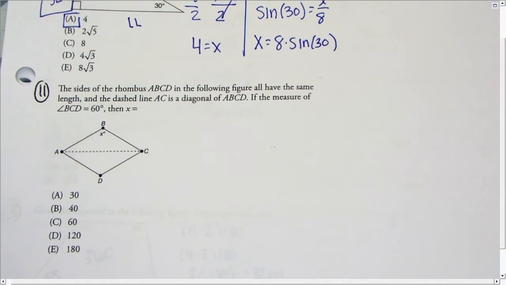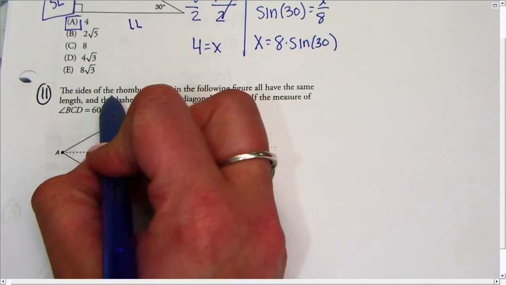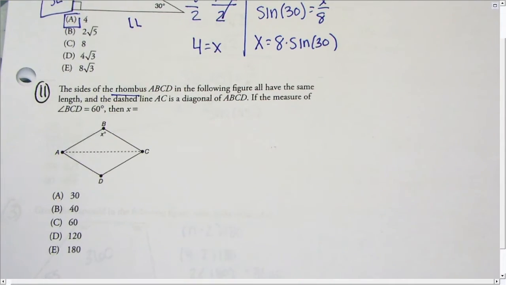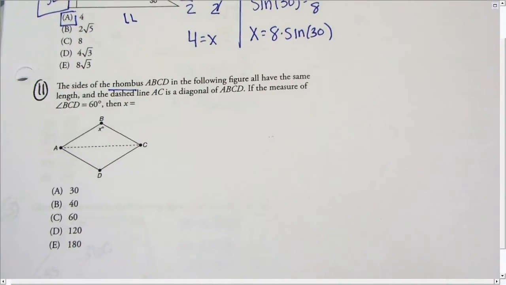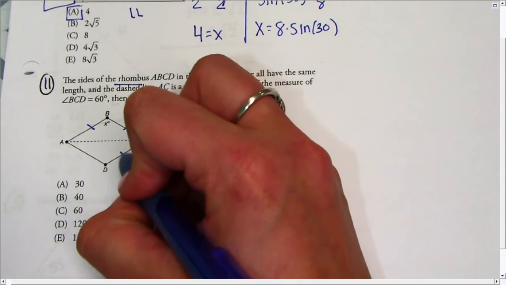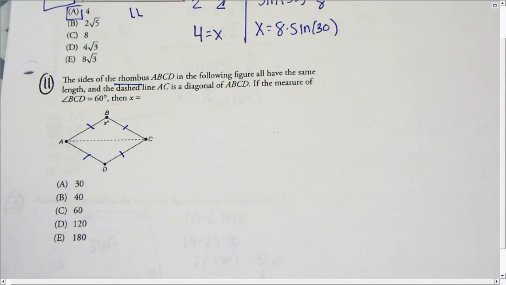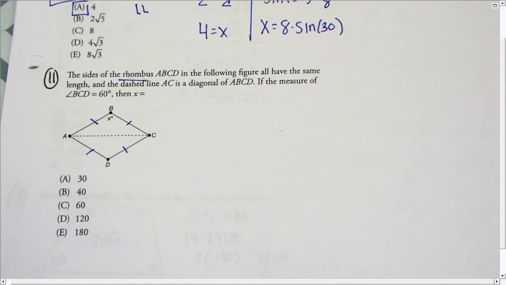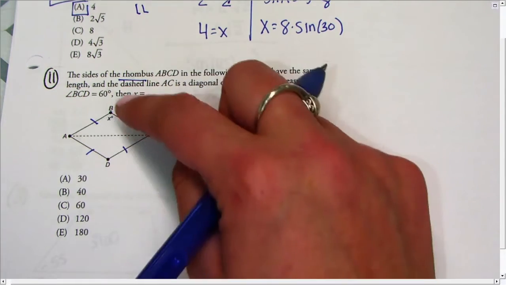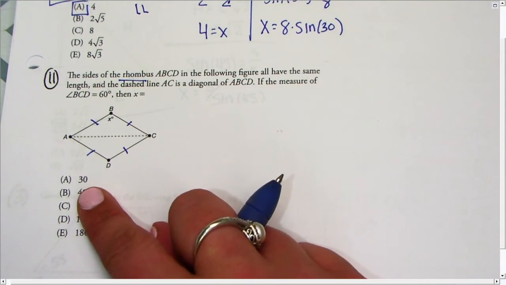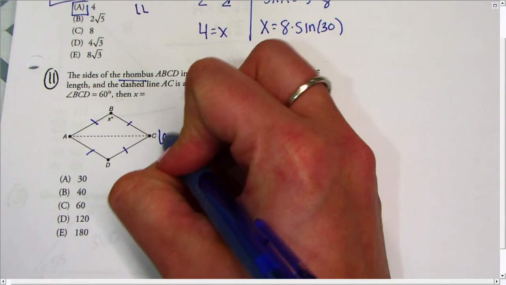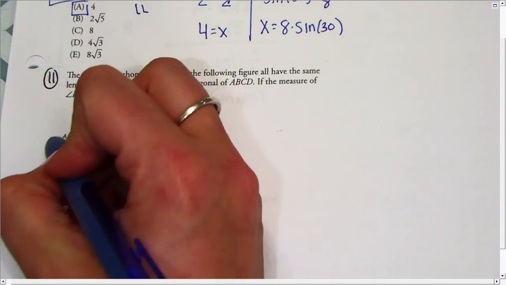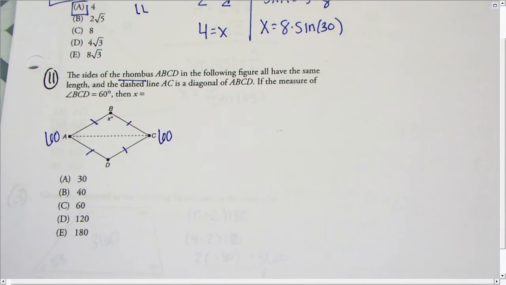I like this problem a lot. It looks tricky, but it's really not that bad. This one says that it is a rhombus. So the key for a rhombus is that all the sides are equal. So I'm going to do that first, marking them all the same on this picture. All right, in the following figure, they all have the same length. Dashed AC is the diagonal, and angle BCD is 60. So BCD, this whole angle is 60, which also means that this whole angle is 60.